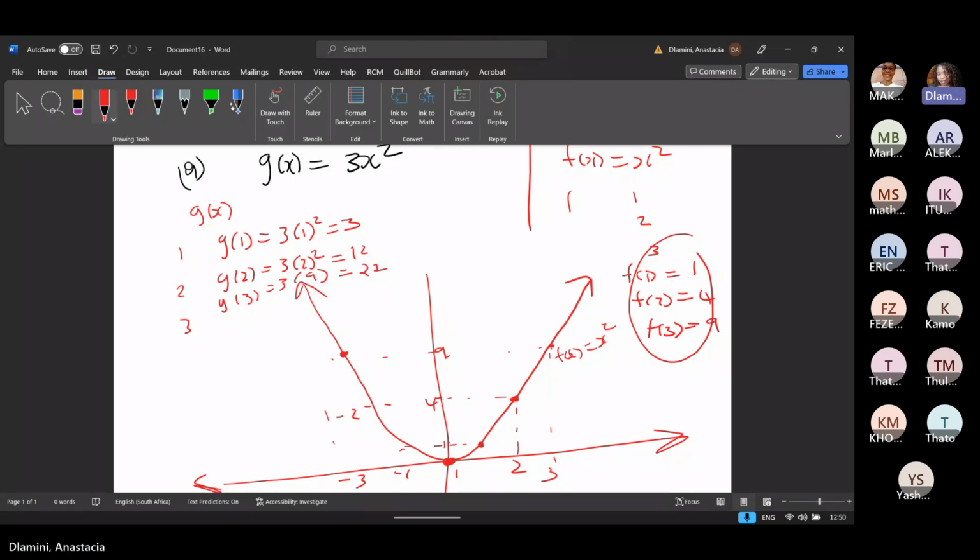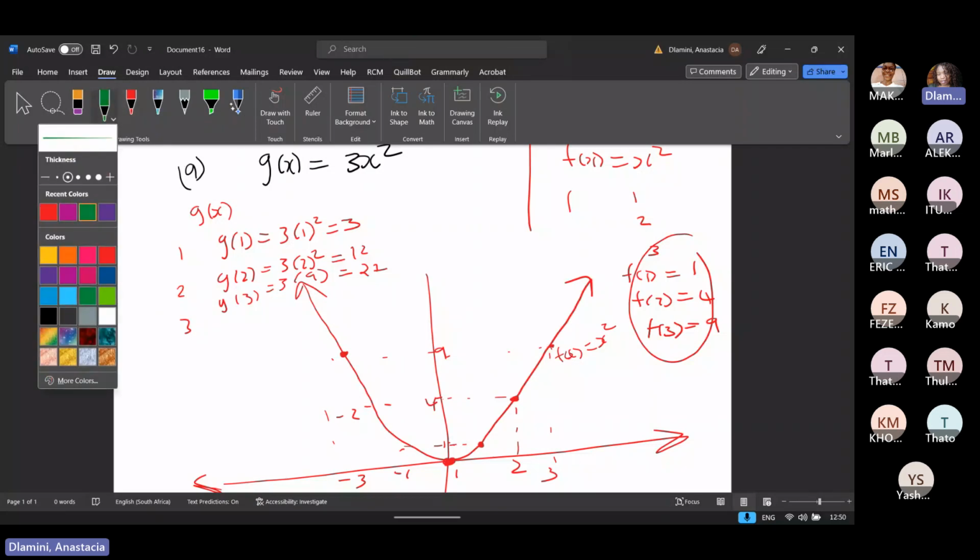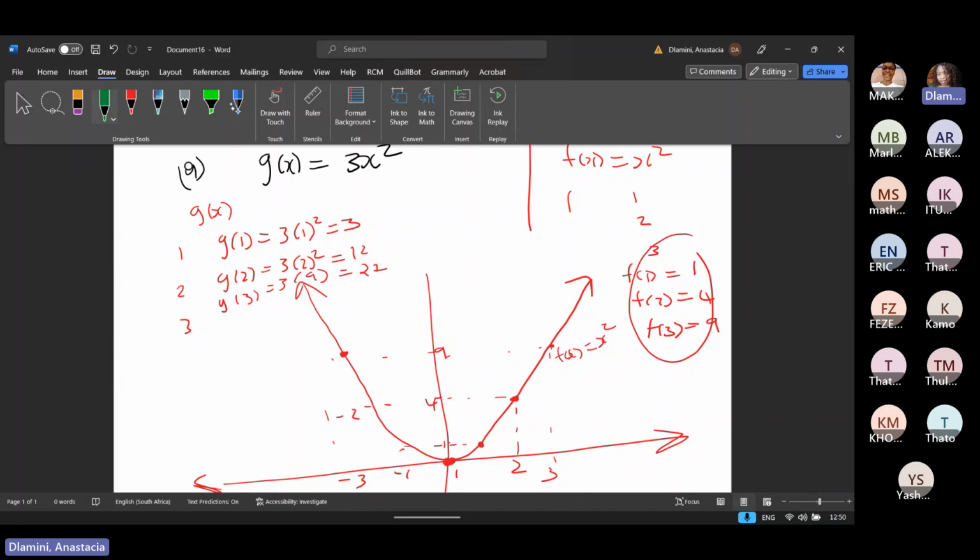So remember, this is the original function. The new function says that if x is equal to 1, I'm no longer at 1. I'm no longer here, but it starts here. So the graph starts here. If x is equal to 1, I'm no longer here, I go to 3. So it means the new graph will be here.